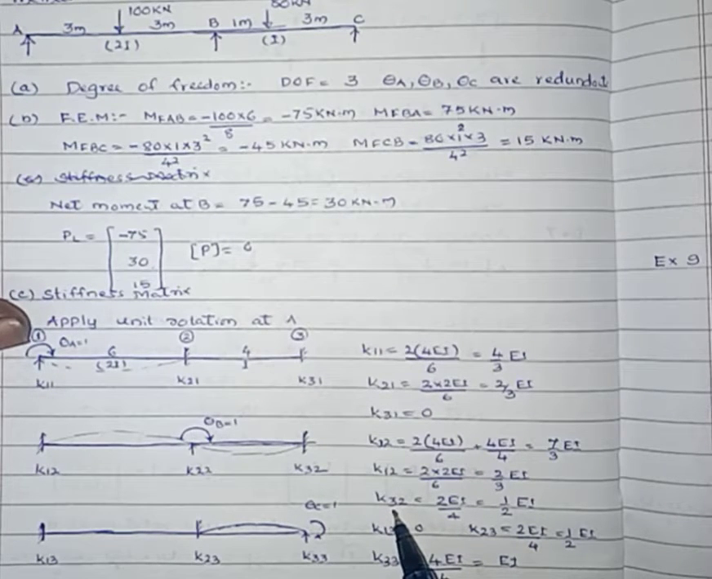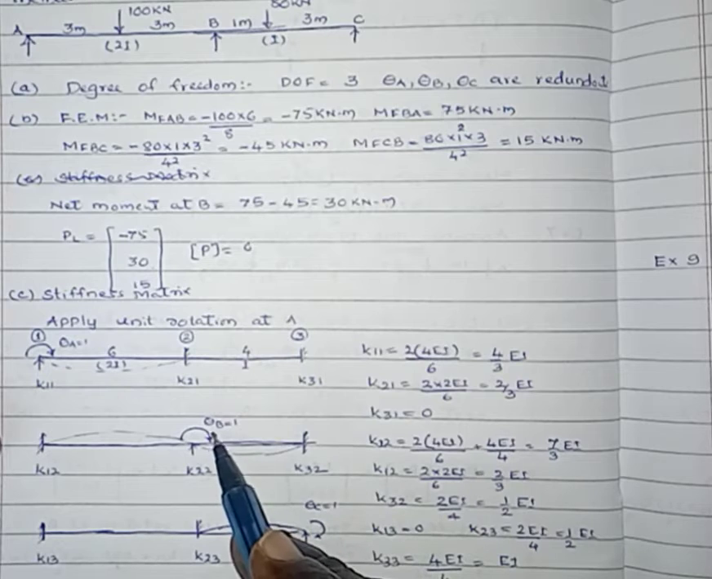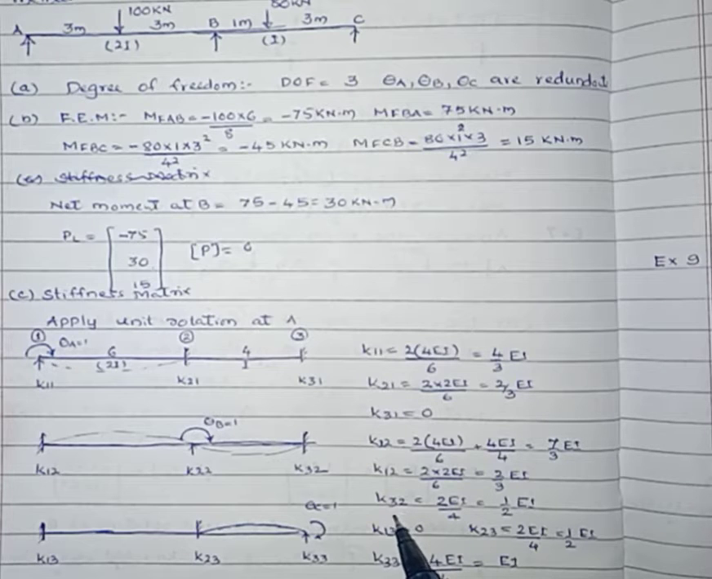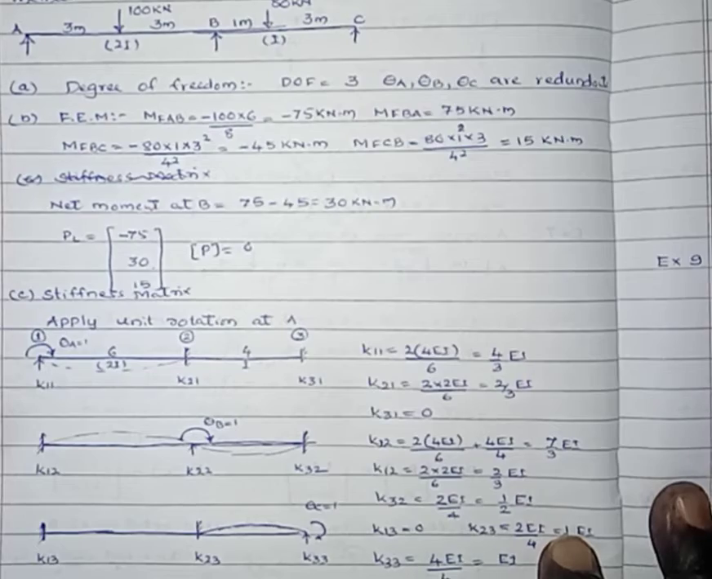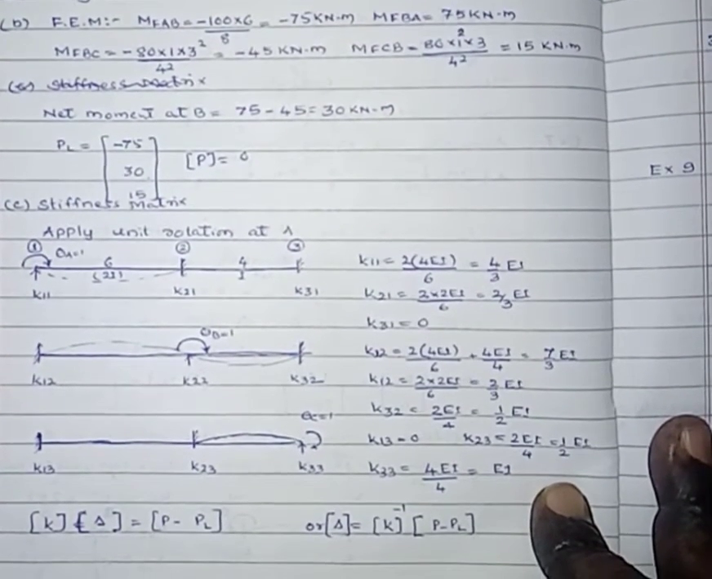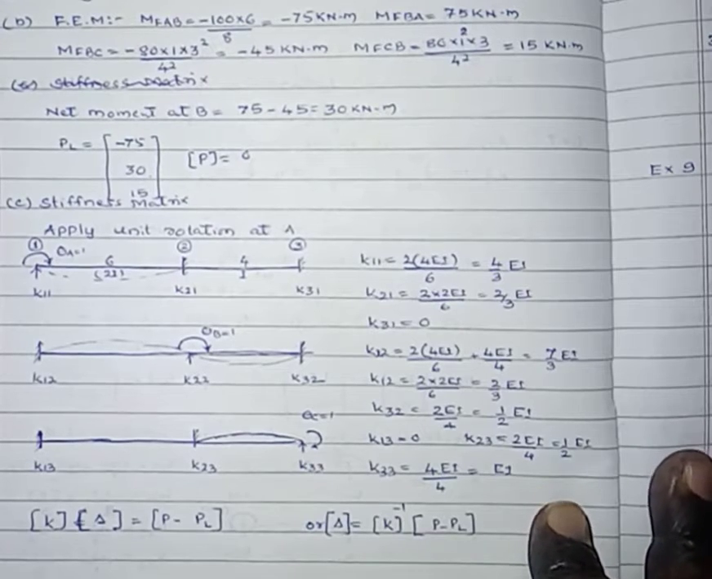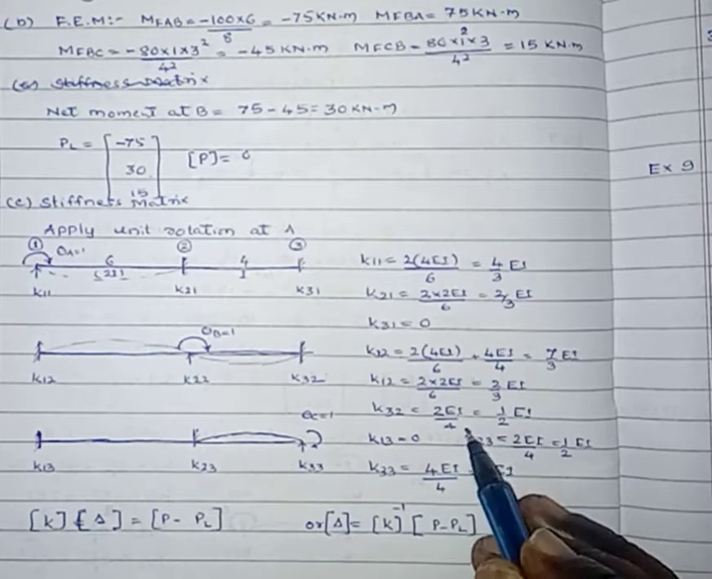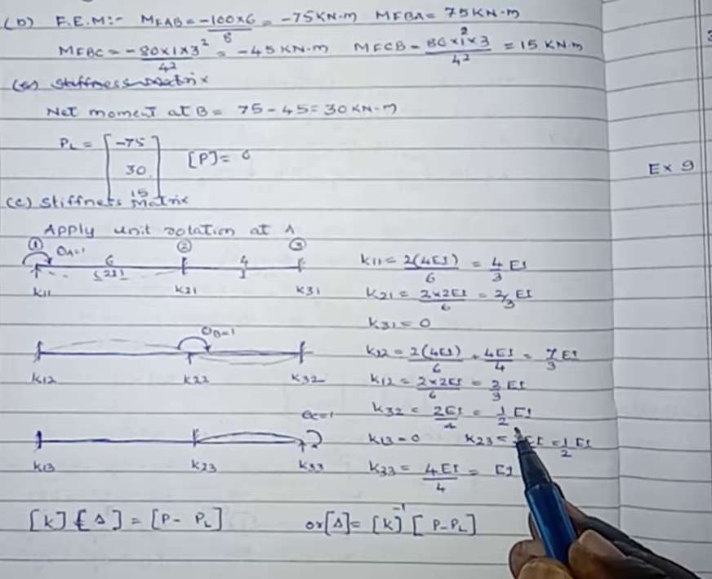Then K32, the effect of the unit rotation. This one is the far end, that is 2EI by L in span BC. Then K32 equals 2EI by 4, by substituting the values of L and EI. Then you will get K32 equals 2EI by 4, that is half EI.